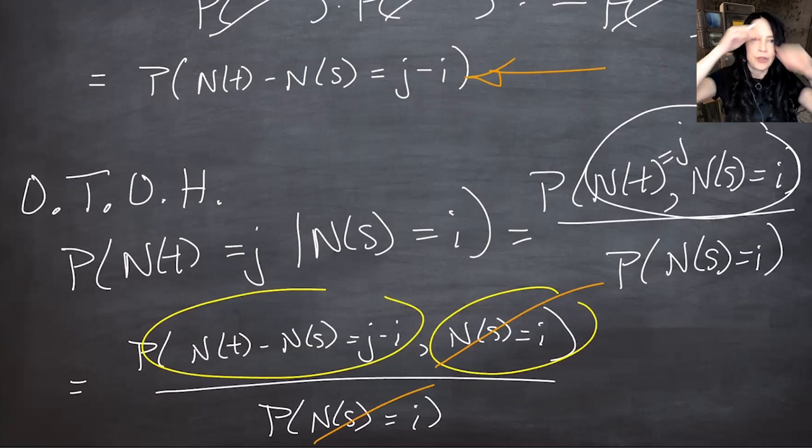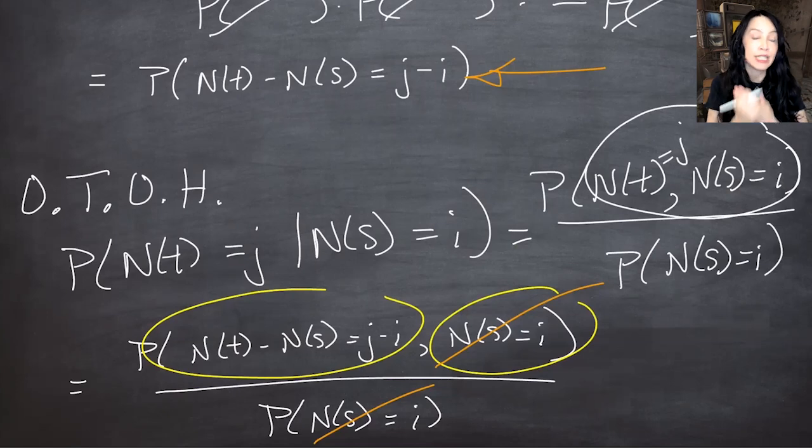But that's how you would show that it satisfies the Markov process definition for continuous time in a discrete state space. Check it out in the typed up notes if you want to see more detail.